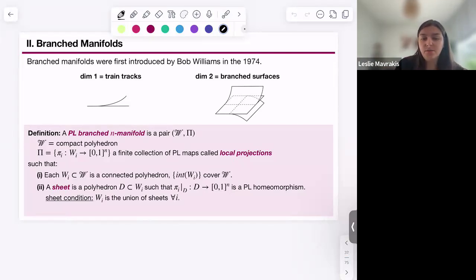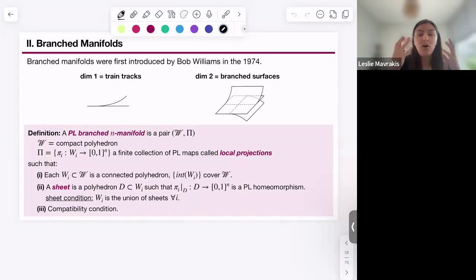So I want to talk about this more in a second, but I just want to give you the last condition, which is some compatibility conditions. So you have these W_i and these maps on them, right? And you want to make sure that these play nicely in intersections. So there is some compatibility condition, but it doesn't really matter for the talk, and it's a little technical, so I left it out. So I really want to talk about the sheets for a second.